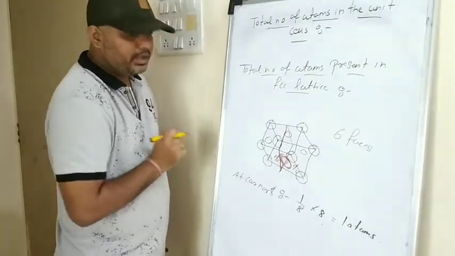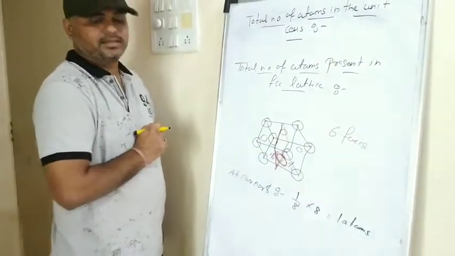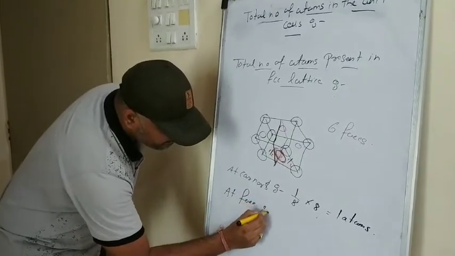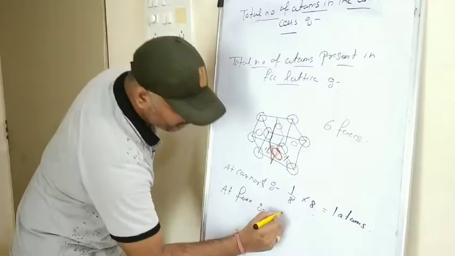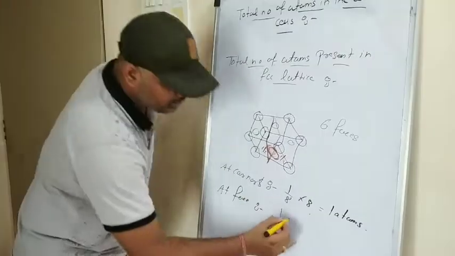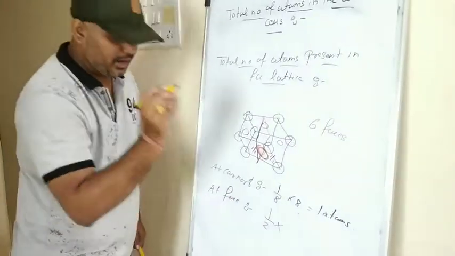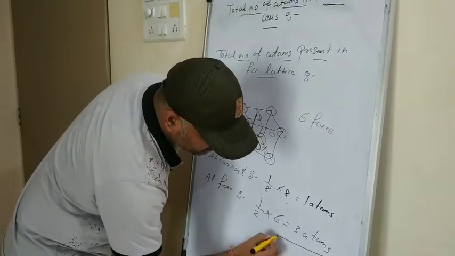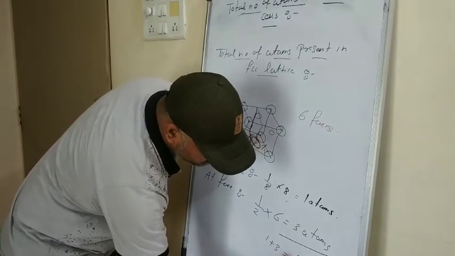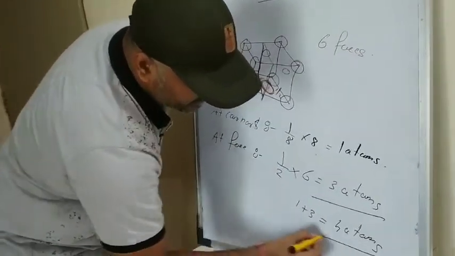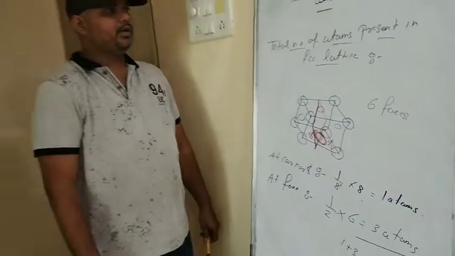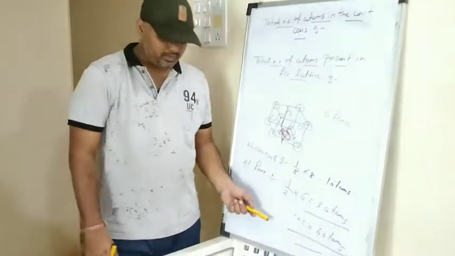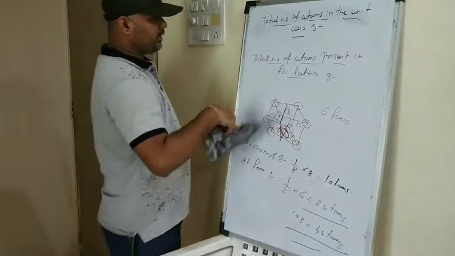Now we will talk about the atoms which are present at the face. What is the situation at the face? It is divided into a 1 by 2 portion. 1 by 2 into how many faces are there? There are a total of 6 faces. So it becomes 3 atoms. Now the total number of atoms will be 1 plus 3 is equal to 4 atoms. I hope that you all have understood the concept of this particular FCC lattice. How many atoms are present? 4 atoms are present. Let's move further.